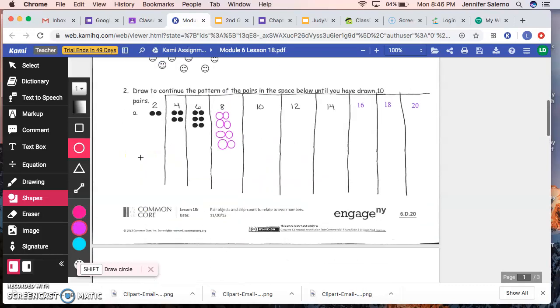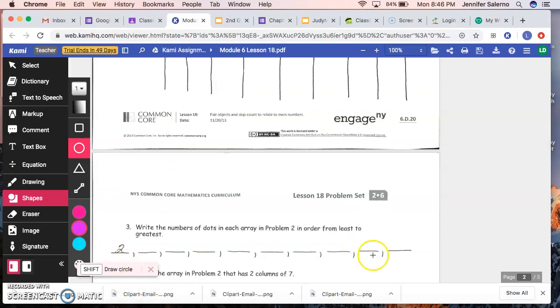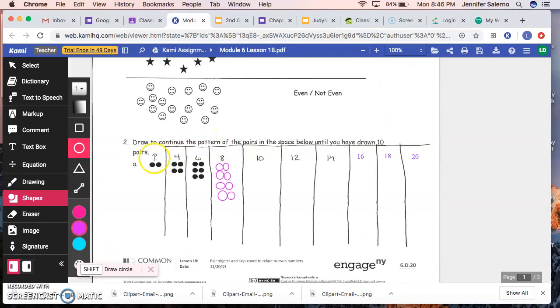So you're going to come back here. Obviously, the least amount that you have is 2. And then they want you to write the number of dots you have from least to greatest. So right away they gave you 2, 4, 6.